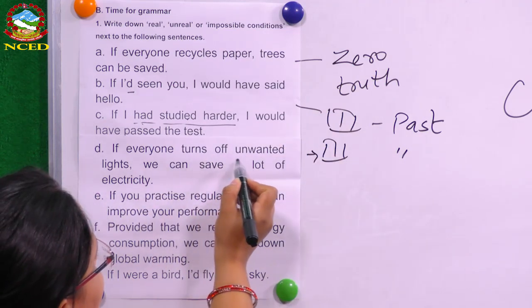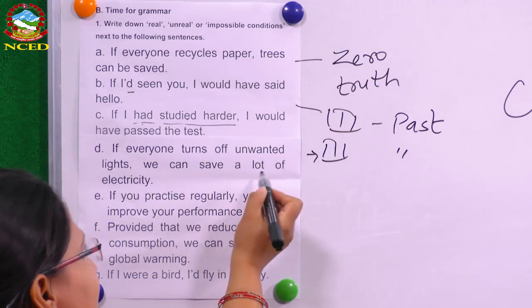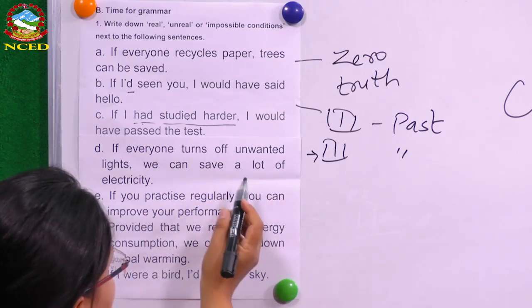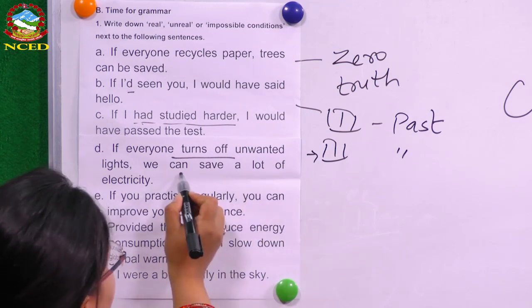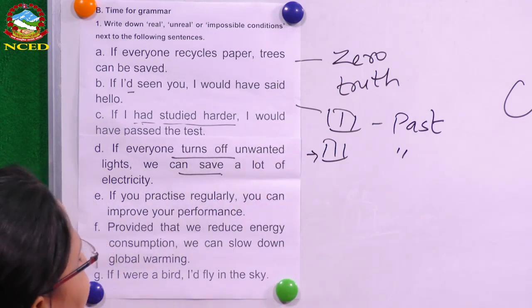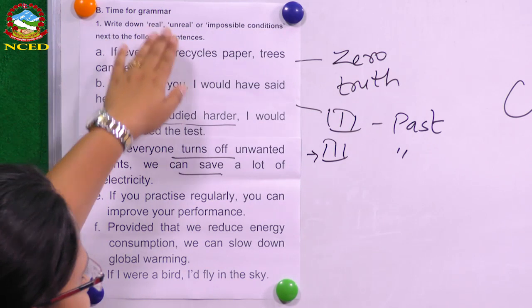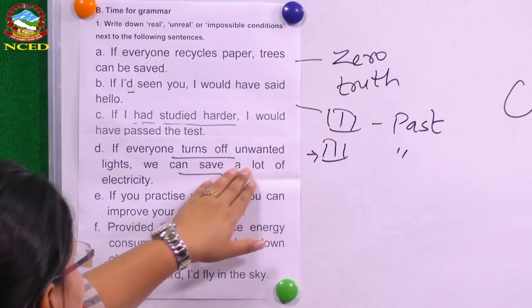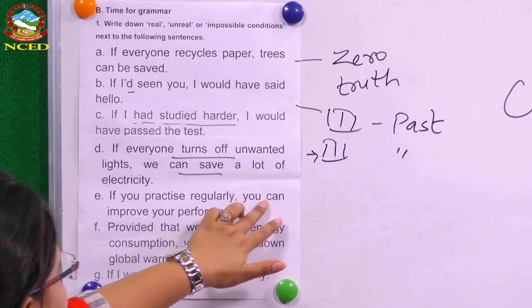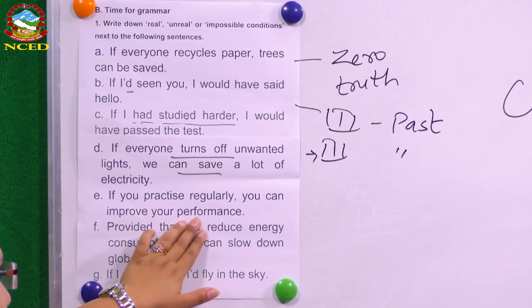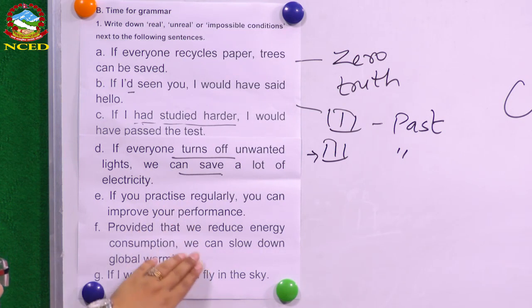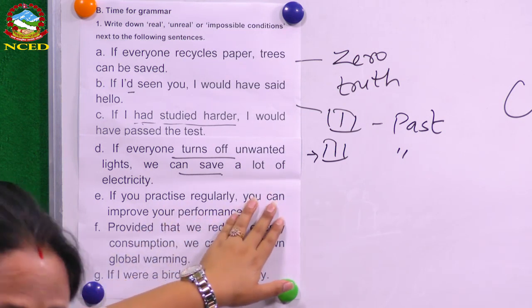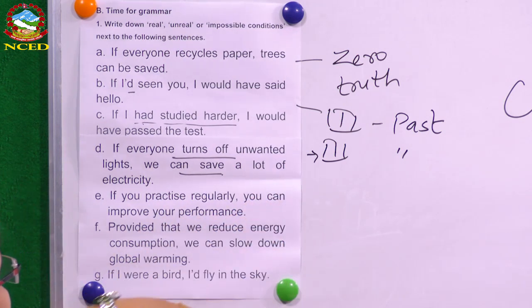If everyone turns off unwanted lights, we can save a lot of electricity. So this talks about a real thing, a real possibility, a truth, right? If you practice regularly, you can improve your performance. Again, type 1 conditional. Regularly practice गर्यो भने चाहिँ तिमी perform गर्न सक्छौ. So that is possible, that is real, okay?